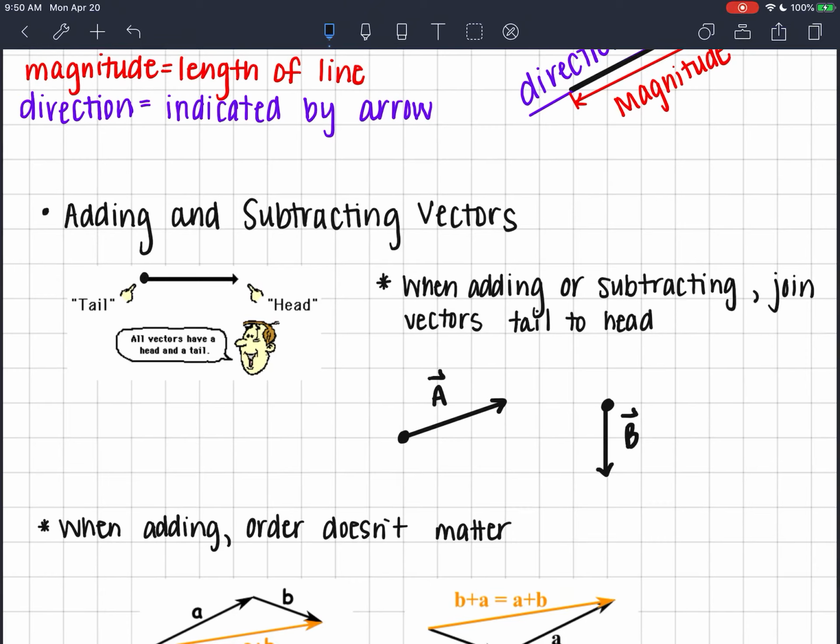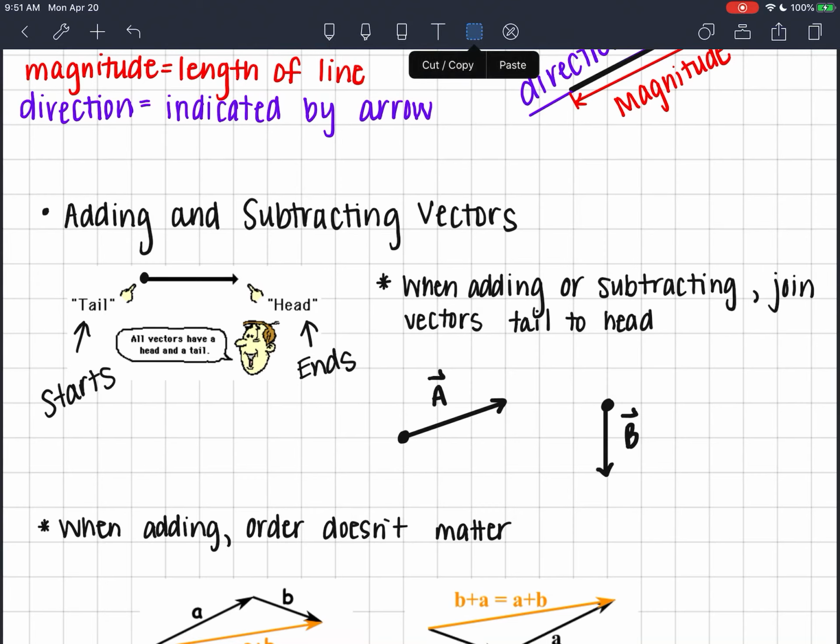In order to do that, we need some terminology. Wherever the vector starts, that's called the tail of the vector. And wherever the vector ends is called the head of the vector. You can remember it as the arrowhead is the head of the vector, and the starting point is just the tail.